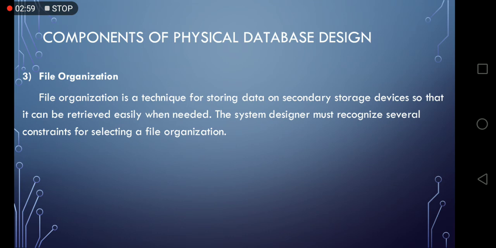File organization. File organization is a third component of physical database design. File organization is a technique for storing data on secondary storage devices so that it can be retrieved easily when needed. The system designer must recognize several constraints for selecting a file organization. These constraints include the following: physical characteristics of secondary storage devices, available operating system and file management software, user requirement for storing and accessing data.